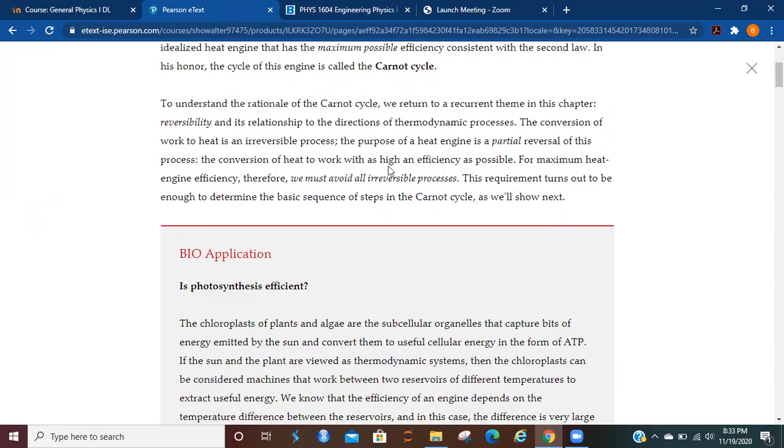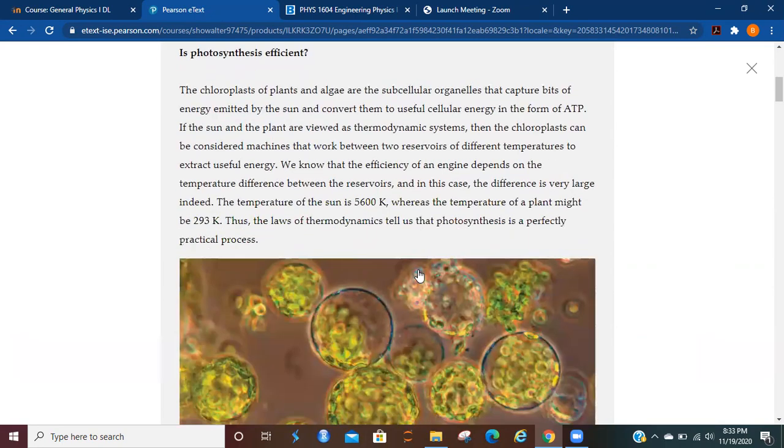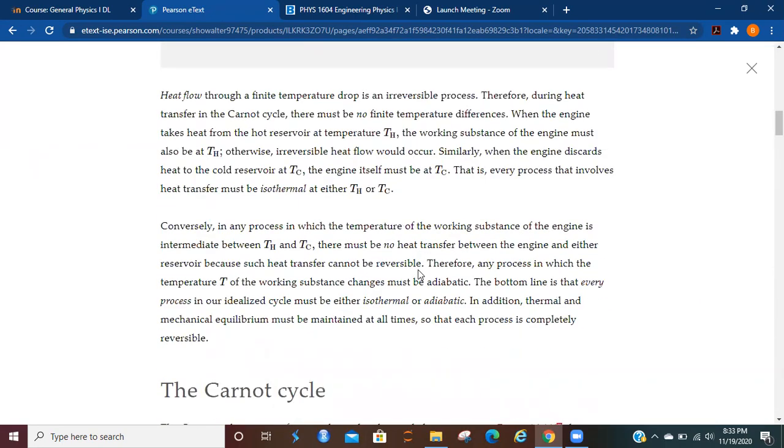So in this process, for maximum engine efficiency, we must avoid all irreversible processes. Heat flow through a finite temperature drop is considered to be irreversible. Therefore, during heat transfer in the Carnot cycle, there must be no finite temperature differences. When the engine takes heat from the hot reservoir at temperature T sub H, the working substance of the engine must also be at that same temperature. Otherwise, irreversible heat flow would occur.